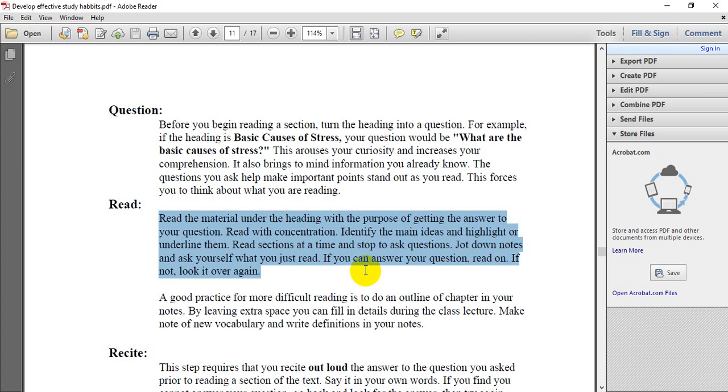Firstly, skim read concentrating on the main ideas and general text structure. Secondly, read again to make notes on the key points. Look for answers to the questions you raised in the Q step. Make sure you reread any parts which are unclear.